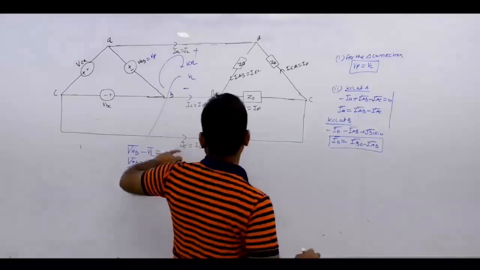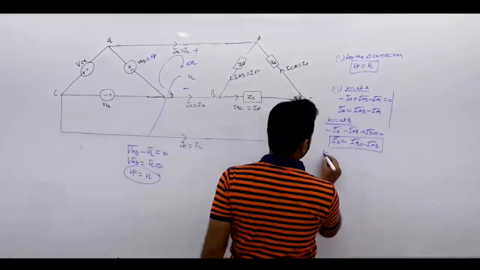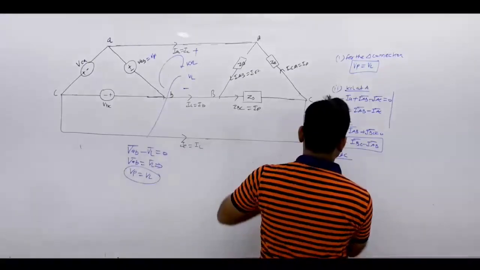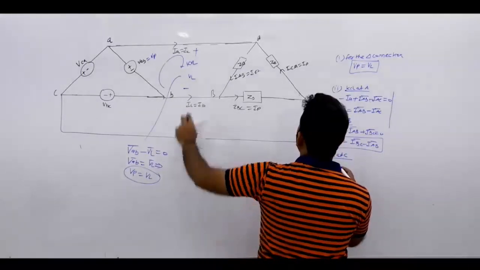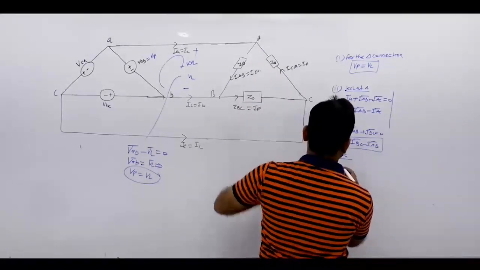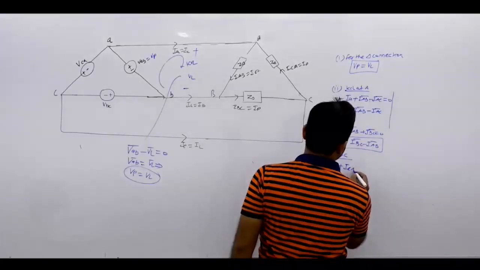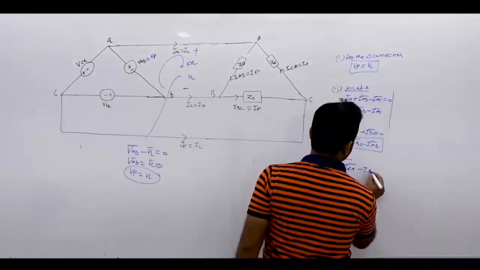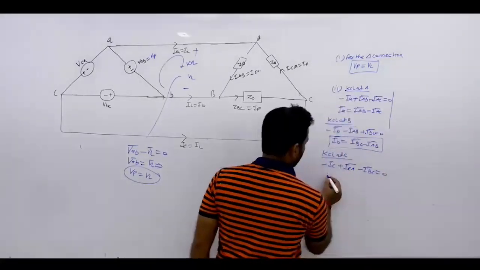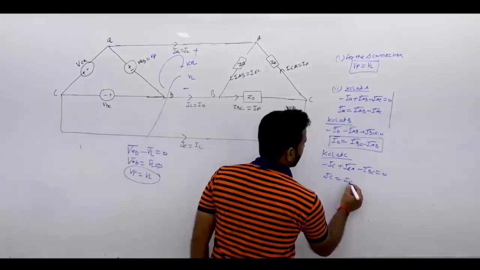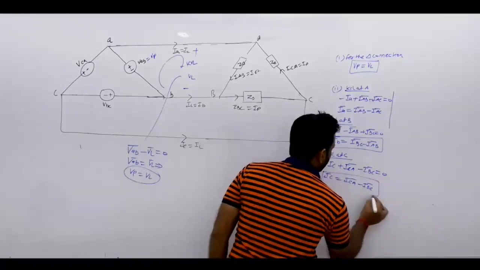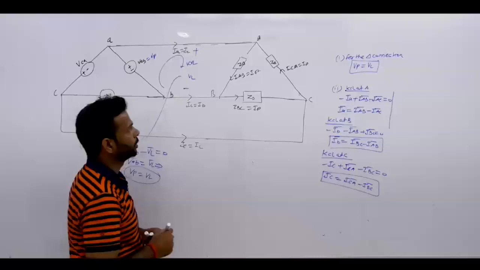Similarly, I just take KCL at C point. Now minus of IC, plus of ICA, and minus of IBC is equal to 0. From that I can write IC equals ICA minus IBC. Okay, I think यहाँ तक clear होगी बात.